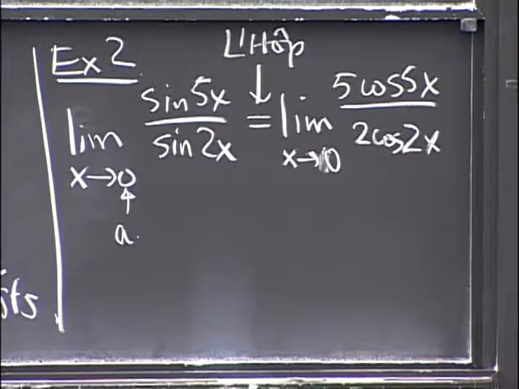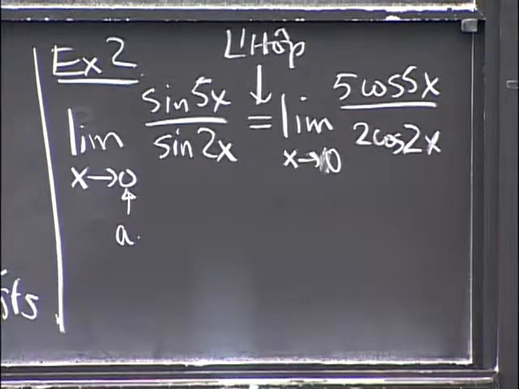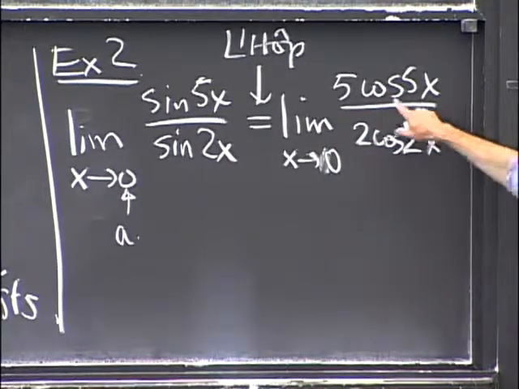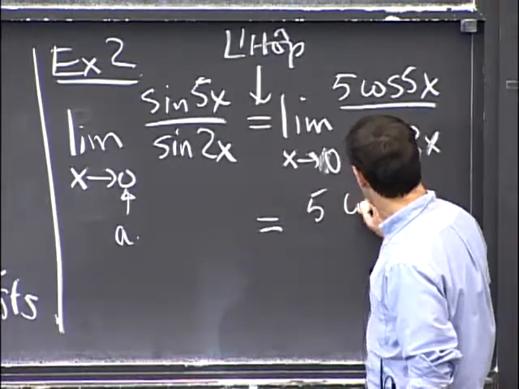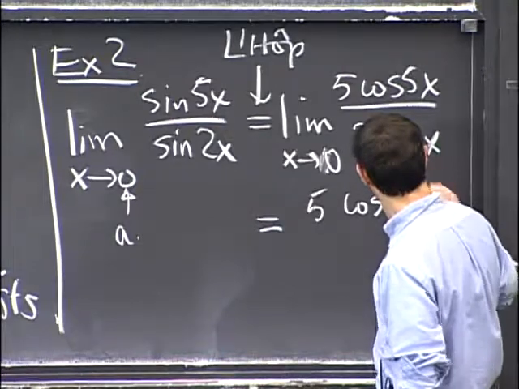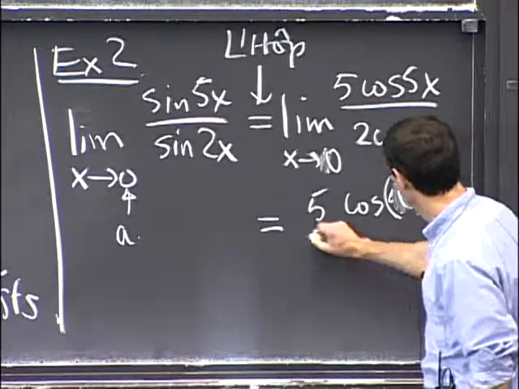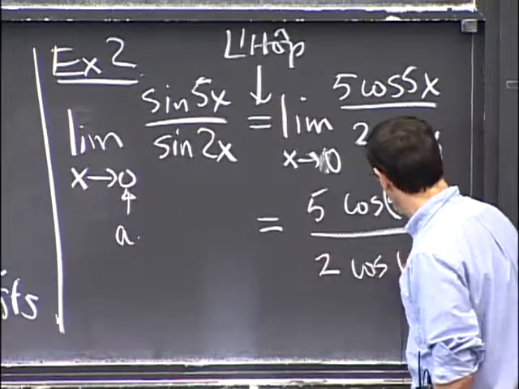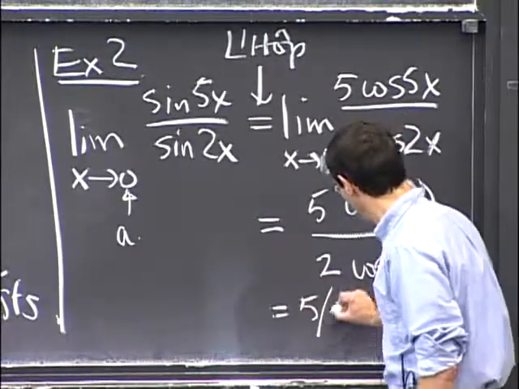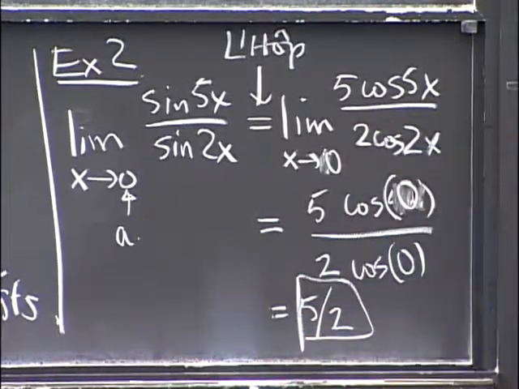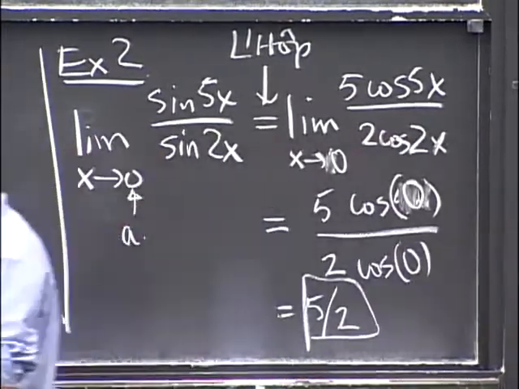All right, so the limit as x goes to 0 is the same as the limit of the derivatives. And that's easy to evaluate. Cosine of 0 is 1, right? This is equal to 5 times the cosine of 5 times 0, divided by twice the cosine of 0. But you know that that's 5 halves. All right, so this is how L'Hopital's method works. It's pretty painless.